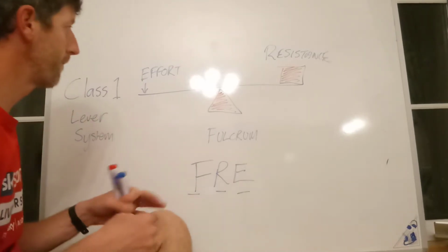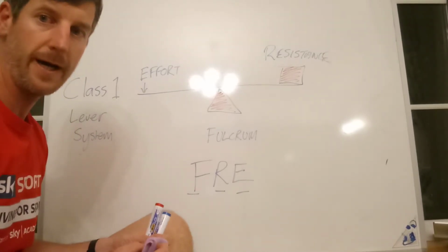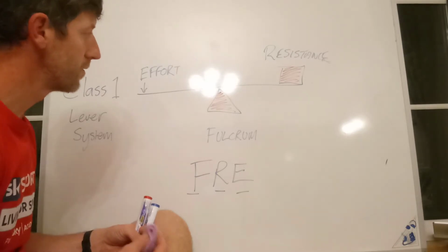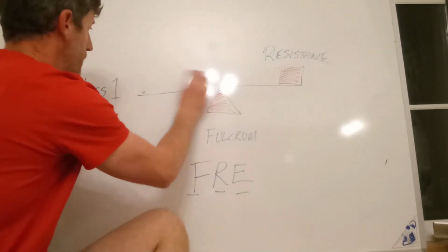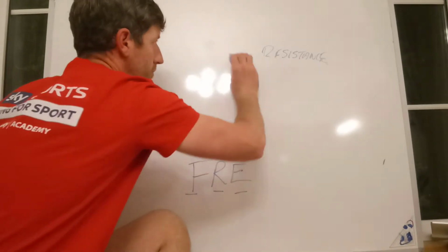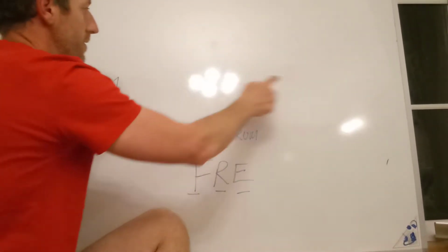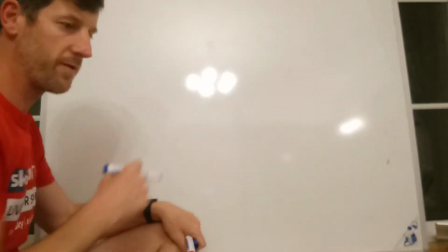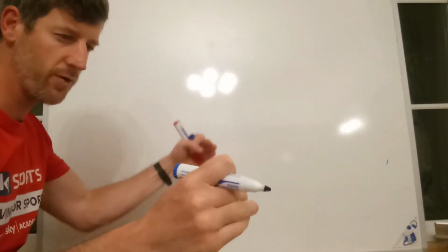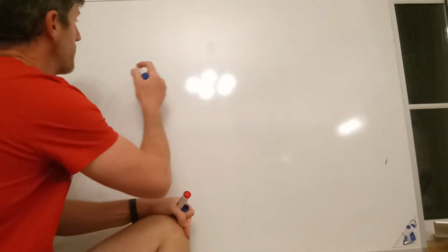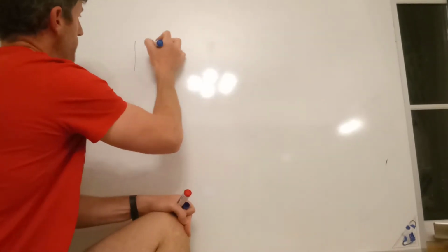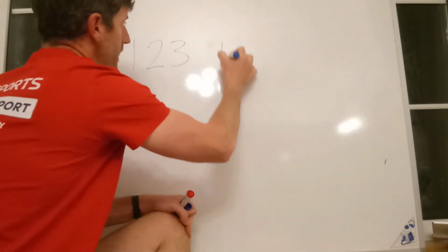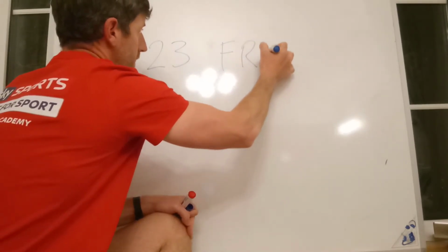We're now going to have a look at a way in which we can remember all of these different classes. That was a class 1, very easy, where the fulcrum's in the middle. It doesn't matter if you draw the resistance on this side and the effort on that side. What I'm going to show you now is a memory tool, a way of remembering these different diagrams and where the fulcrum, the effort and the load go for each of the systems. You have to remember 1, 2, 3, F, R, E.